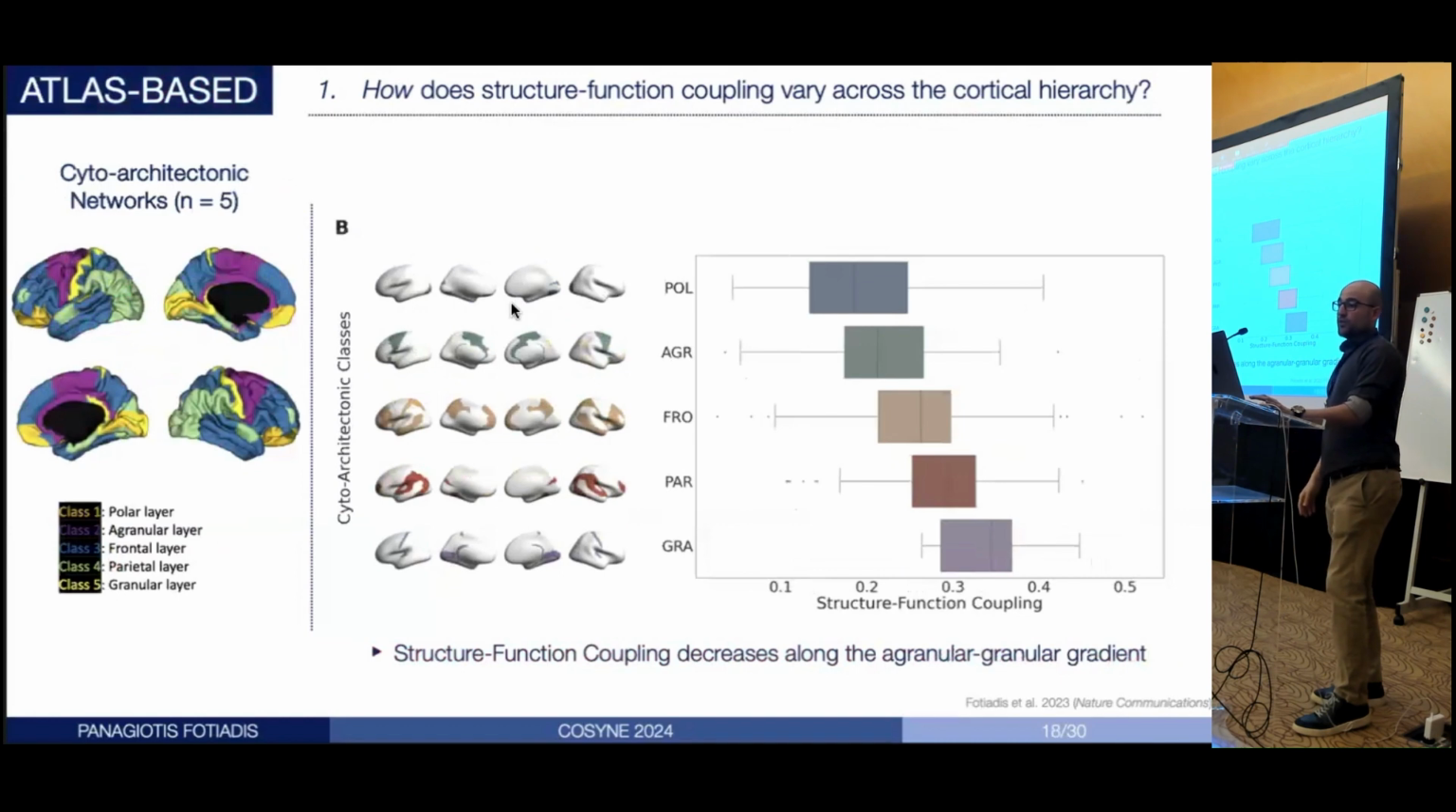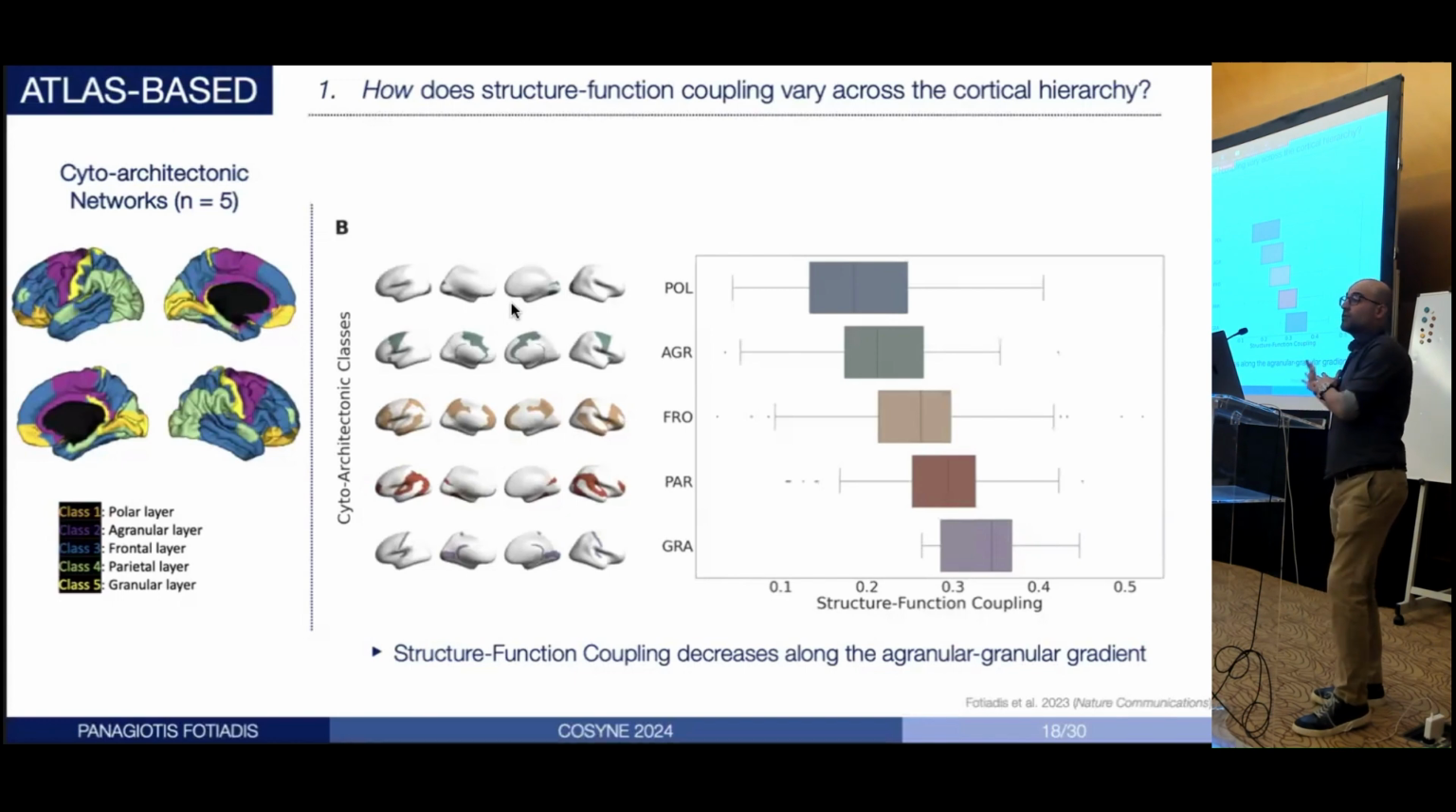The second way that we defined cortical hierarchy, to again probe that question, was using a more neurobiological definition. Instead of grouping the brain regions into the 7 functional networks that I mentioned earlier, we grouped them into 5 different networks that only vary in their cellular makeup. So here they vary in their granularization levels.